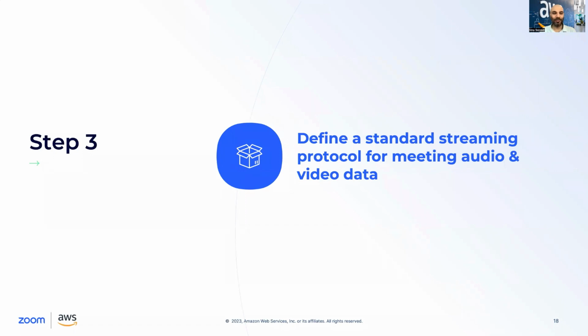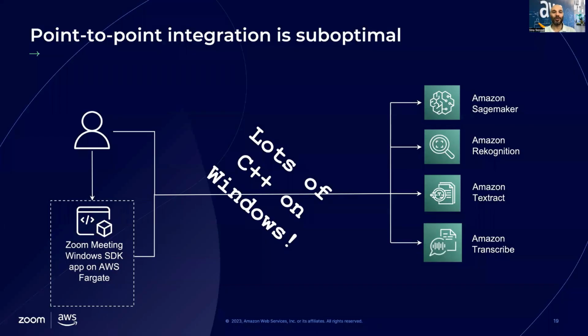Now, the last step, we wanted to standardize on a single protocol, including the media container definition and encoding, to send Zoom meeting audio and video to AWS. This way, that can be shared across a number of downstream services, including AI/ML services from AWS. We all know point-to-point integration is inefficient and grows exponentially in complexity. On the other hand, breadth of capability, choice, and flexibility are some of the core advantages of the cloud. We wanted developers to retain choice and keep it simple. That meant defining a standard media streaming protocol, purpose-built for downstream audio and video processing.